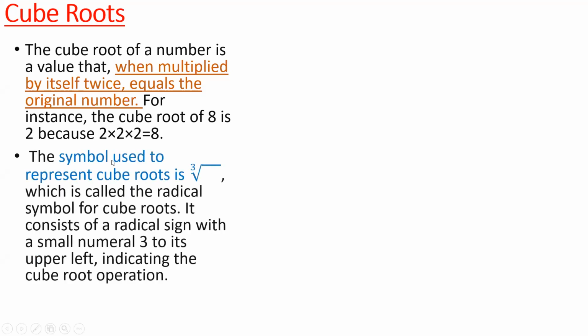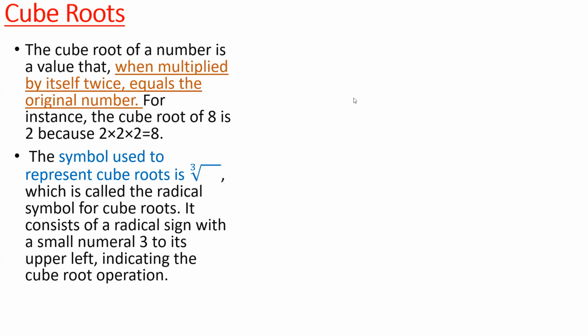The symbol used to represent cube roots is the radical sign with a small numeral 3 to its upper left, indicating the root operation. It's similar to the square root symbol, so you could think about it as the square root symbol with a 3 on top. Write this down inside of your books, and we'll continue from here.